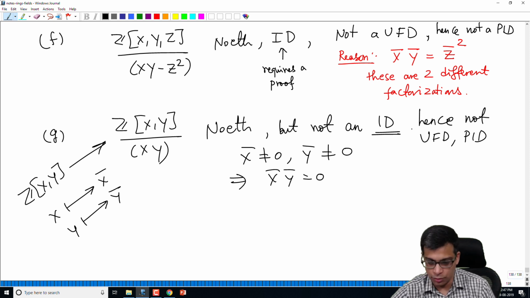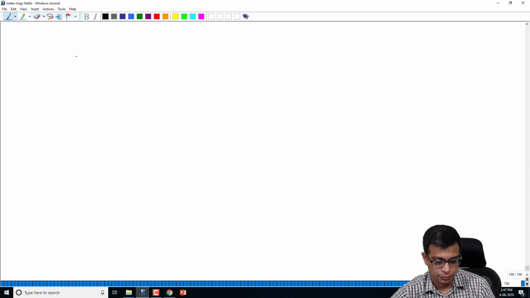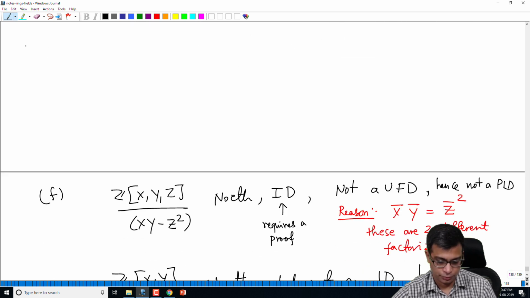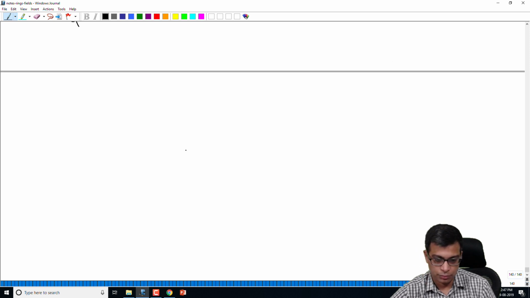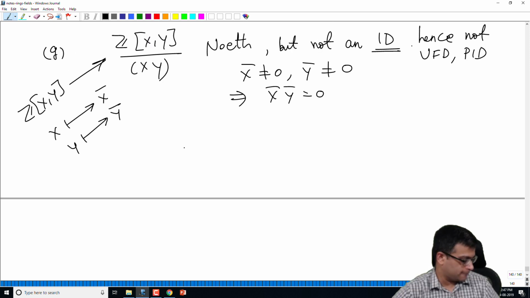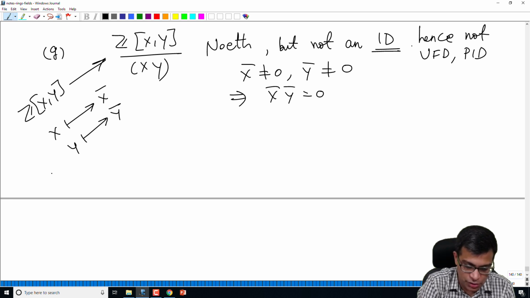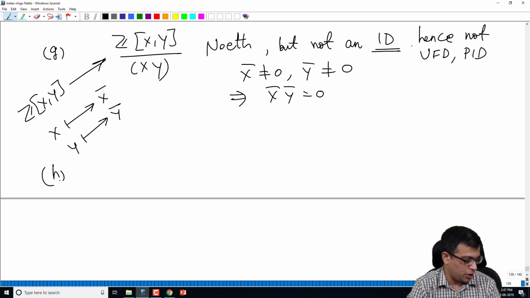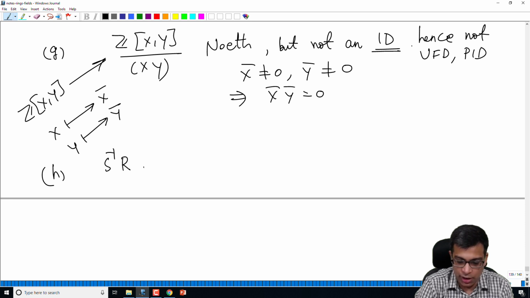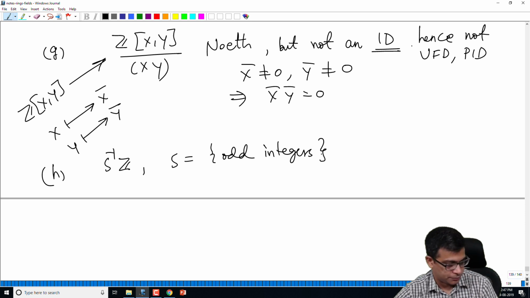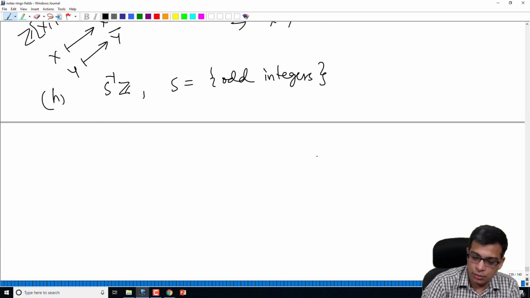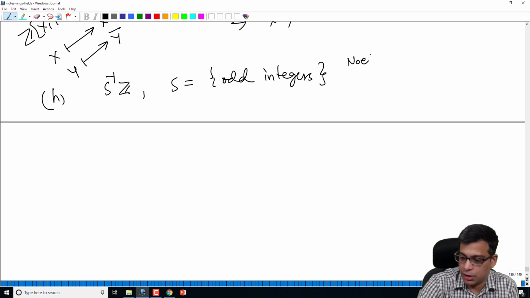So this is an example of something that's not even an integral domain. Now one more example. The ring that we consider is S inverse Z, where S is the odd integers, the previous problem that we considered. Here S inverse R, one can check, is Noetherian.